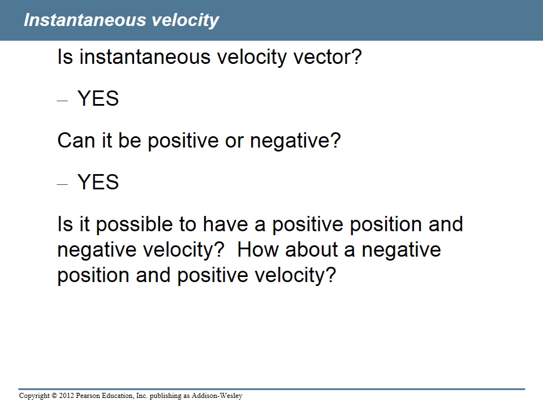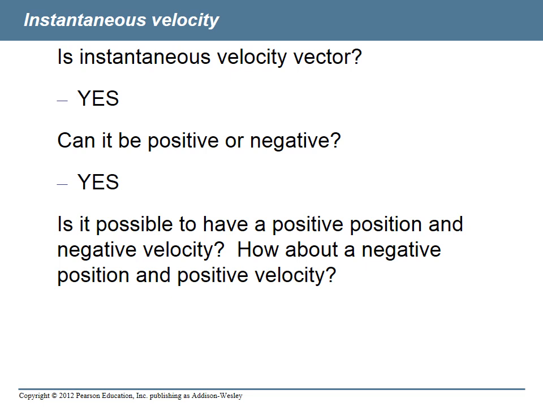Is it possible to have a positive position and a negative velocity? Or how about a negative position and a positive velocity? Is it possible to have those two? Think about those for a second here. Can it be located somewhere in the positive x, so this positive position means it's to the right of some starting point, and have a negative velocity? If it has a negative velocity, it would simply mean it's moving to the left. So yes, that is true.